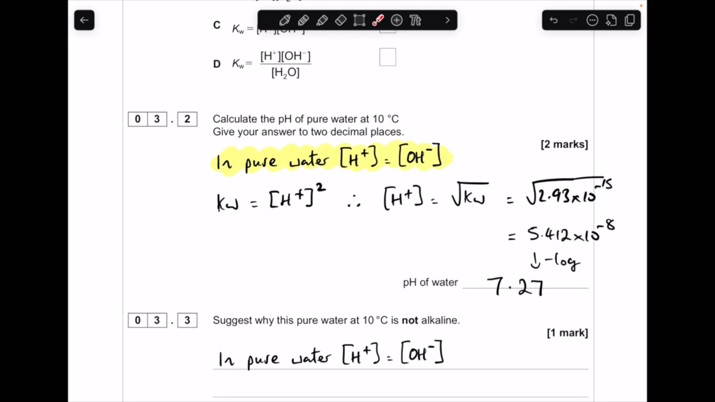Moving on to number three, we've actually already answered this question in part two. So in pure water, remember the H plus concentration is equal to the OH minus concentration. That's why it's not alkaline, even though the pH is above 7, it's actually neutral.